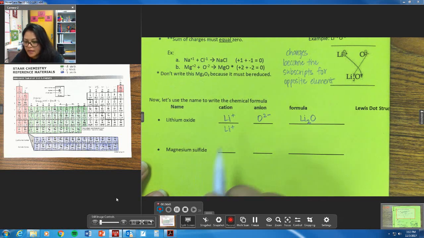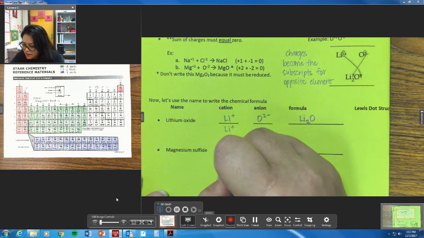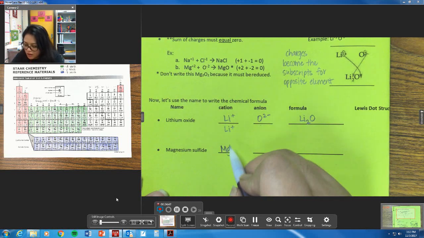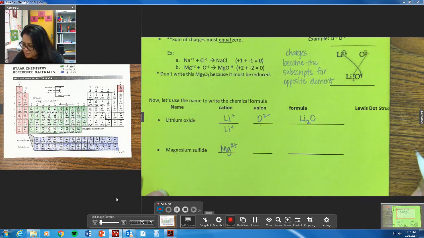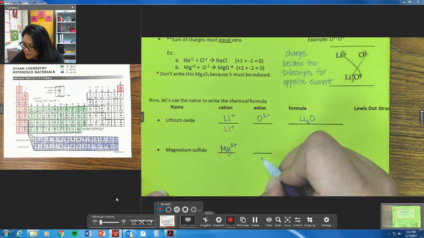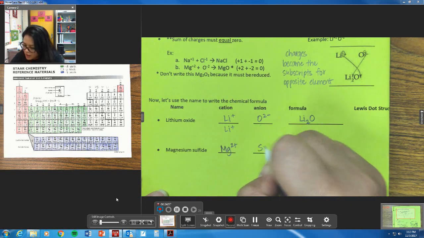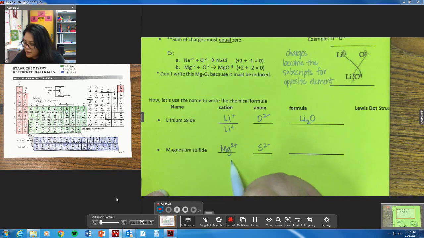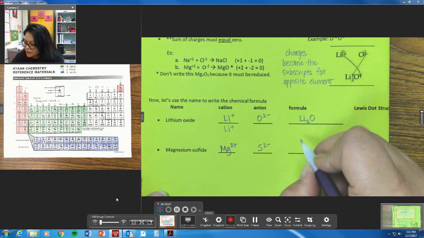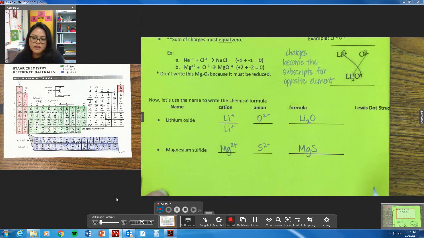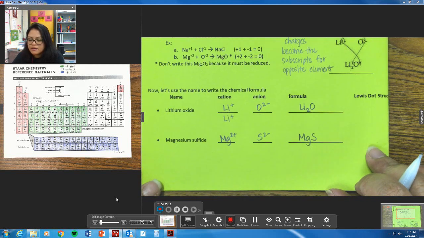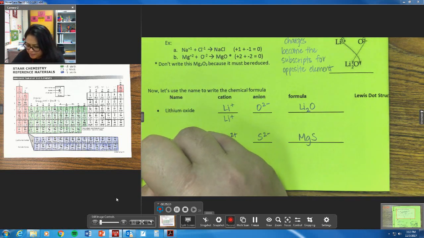Magnesium sulfide. So magnesium is going to be our cation, so Mg, with a charge of positive 2. And then sulfur has a charge of negative 2. So in this way, your charges are going to cancel out. So then your formula would then be MgS.